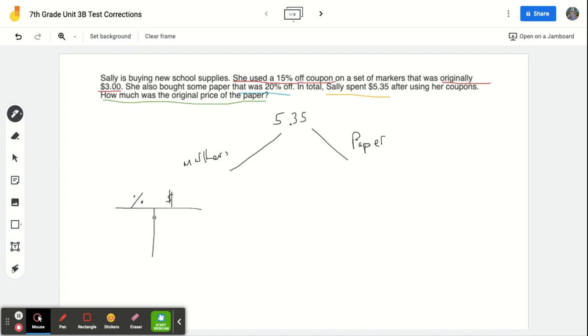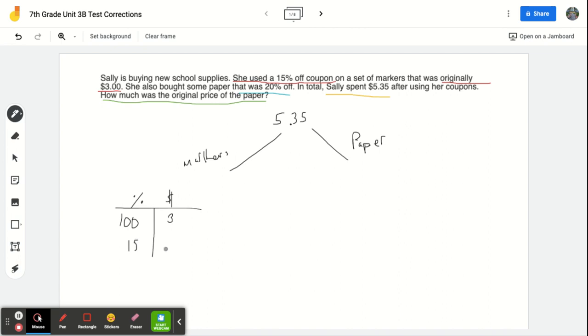So let's keep track. Now the 100% number will always go next to the original. So that's going to be the $3. I'm just going to use 3. And then the percent off is 15. So let's think, it's got to go on which side? It's got to go on the left side because it's a percent.